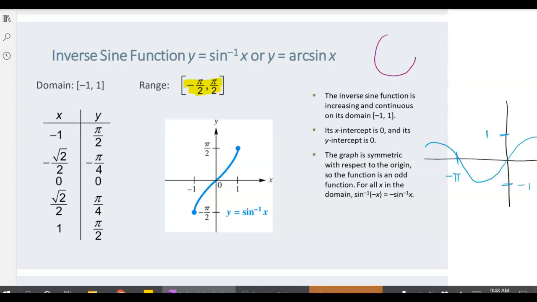Thinking about the unit circle, this is -pi/2. This is pi/2. So we're only going to get answers that are down here. This will be when the sine is negative, or up here, this would be when the sine is positive.